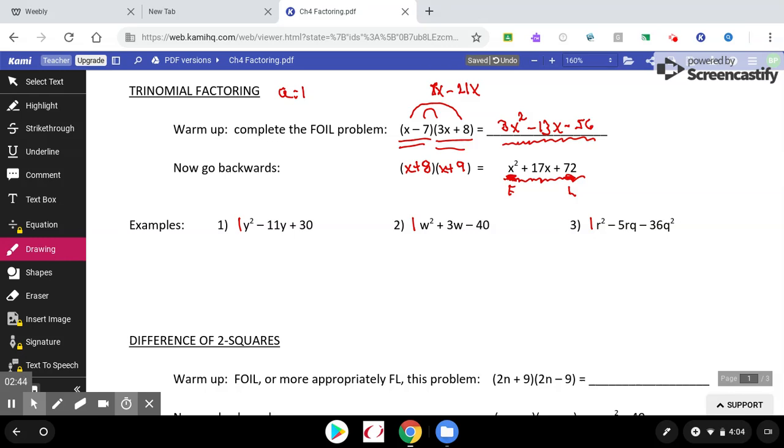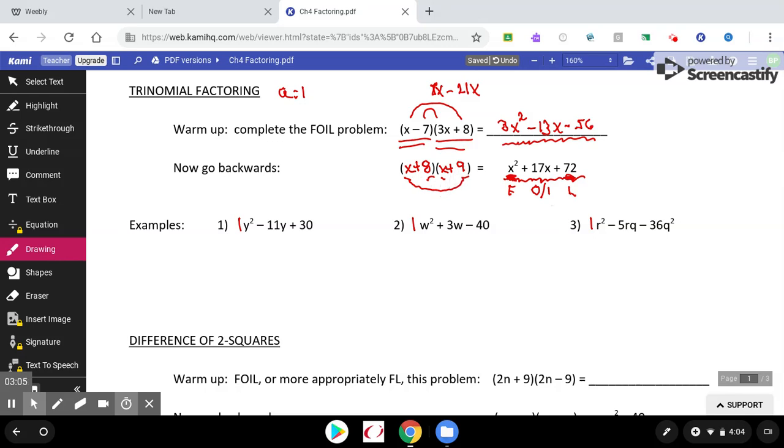So here's how we just check to see if we did it right. I mean, we already know that this guy and this guy is going to give me x squared. That's why we chose it. We already know that 8 times 9 is going to give me 72. So that's covered. So the only thing I need to make sure is if the O and the I in FOIL will give me a 17 total. So we just have to check it.